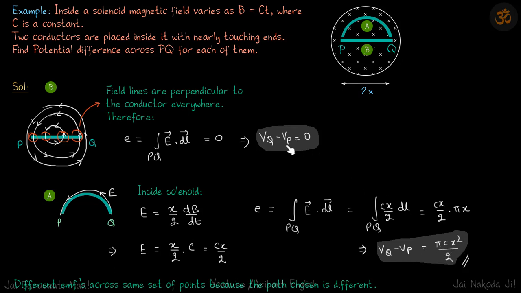So you can see that depending on the different paths, we are getting different values. So different EMFs across the same set of points because the path chosen is different. But again, we can define potential difference between P and Q if we give the path or if we put a conductor in a particular way. Then we can say that VQ minus VP is pi Cx square by 2. And if you actually connect these two ends with a wire, then the current will flow through it and its value will be pi Cx square by 2 divided by the resistance of the whole path.